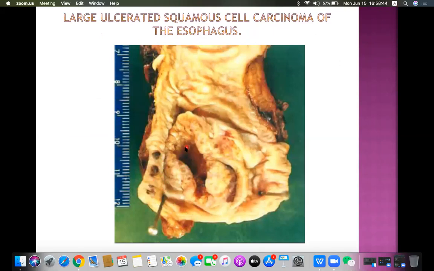At the center of the mass there is ulceration. This is the ulcerated area right here. So this mass will definitely lead to obstruction, which is causing dysphagia. Another thing, it is causing bleeding because of ulceration. And so many other features can happen now.